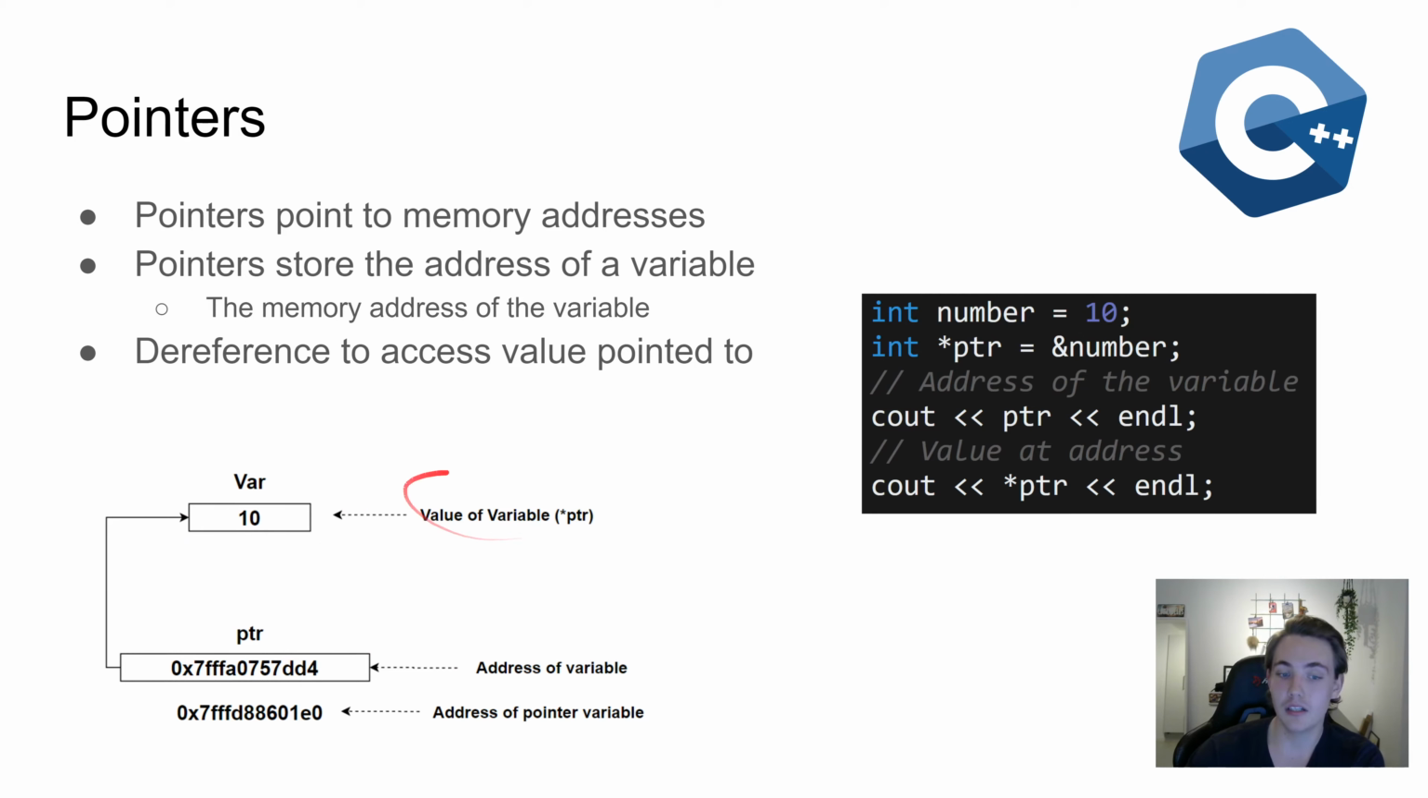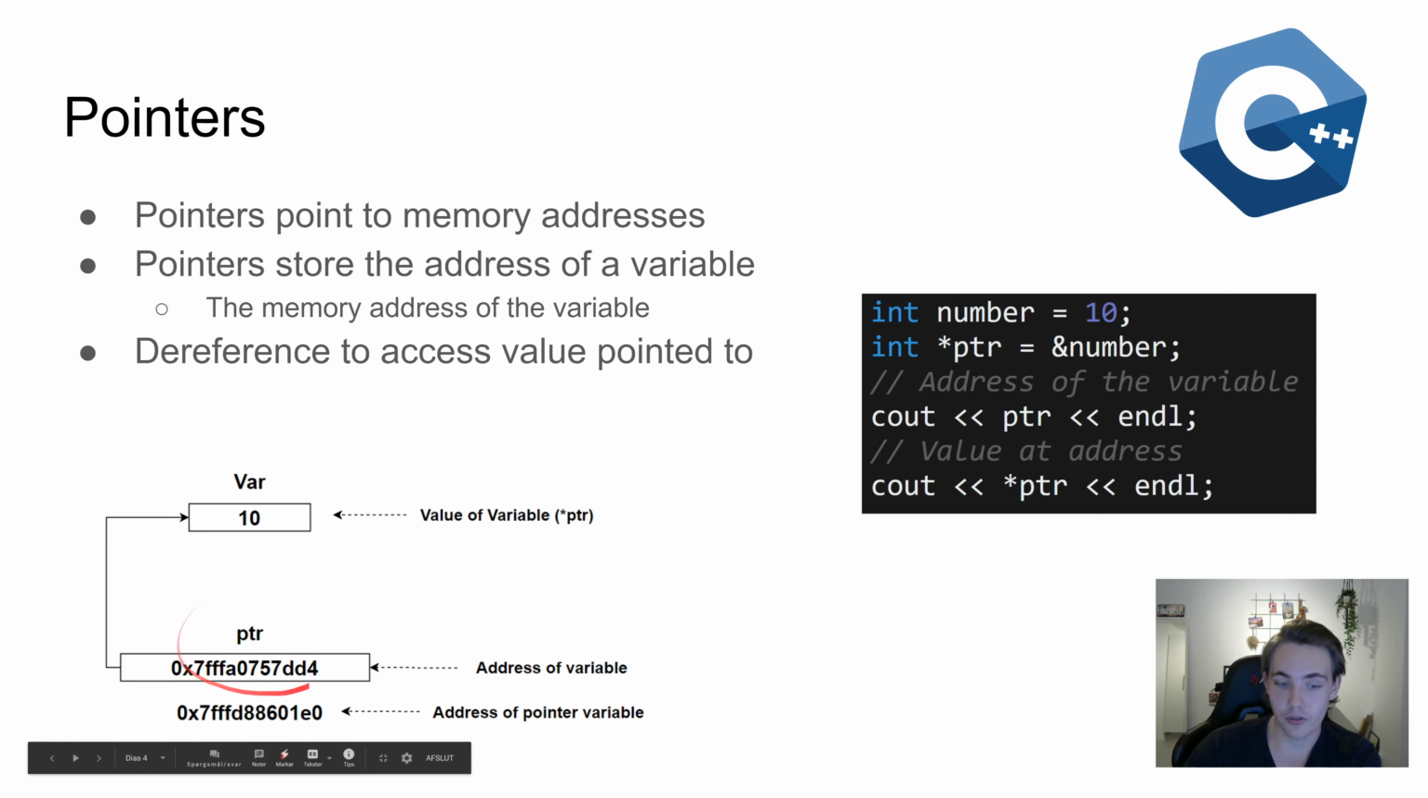So this will be the value of the variable, and if we want to access the variable here, we need to dereference the pointer to access the value that the pointer is pointing to. So in case we want to get this value from the pointer, we need to dereference it with this star symbol, and then the pointer that is pointing to that memory address.